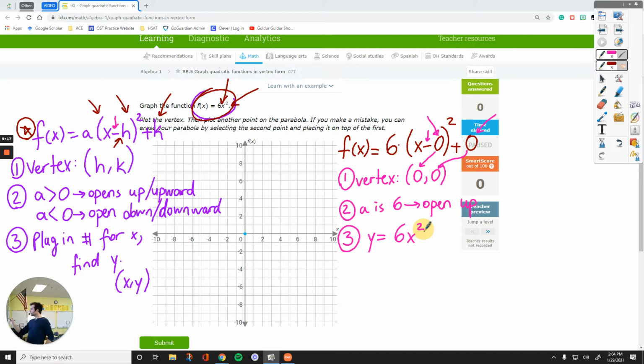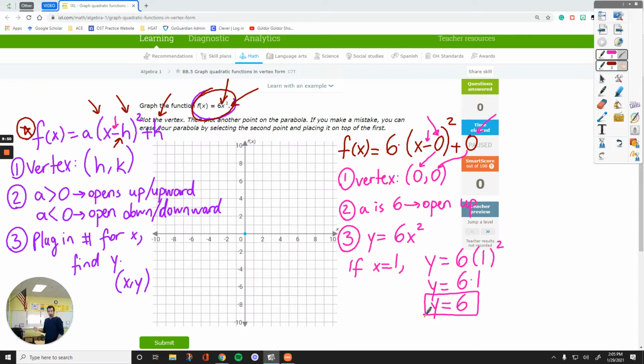So let's plug in 1 for x. I really don't need to, but I just want you to see it. If x equals 1, then my equation becomes y equals 6 times 1 squared. I'm rewriting the equation that I have in step 3. And I'll solve this. So basically y equals 6 times 1 squared, or 6 times 1, or the answer is going to be 6. So if you're a little good with math, you don't need to do all of these steps. You're going to see that y is going to be equal to 6.